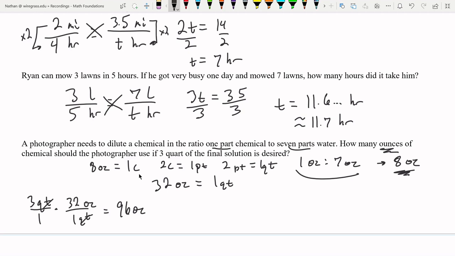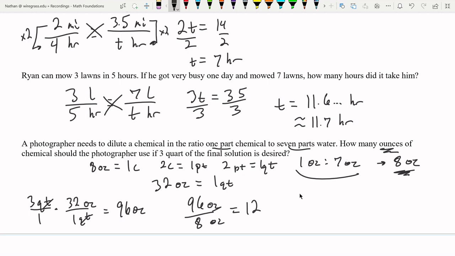All right. So if we want 96 ounces of our final solution and we get 8 ounces, this is the same thing as asking, we have 96 ounces divided by 8 ounces. How many times are we going to use this ratio of 1 ounce to 7 ounces? So this is just one way of solving the problem. We do 96 divided by 8, that says 12. So we're going to use 12 of these and 12 of these.